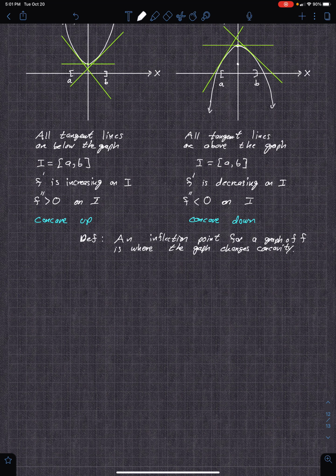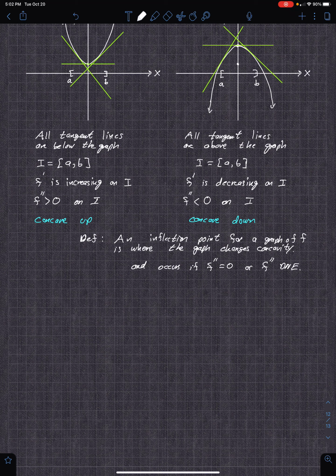So, and occurs if f double prime is equal to 0 or f double prime does not exist. So they're critical points again, where f double prime is 0 or f double prime does not exist. We'll still call those critical values, and then you still have to test it to see if it actually changes concavity. One of the key graphs you want to keep in mind, there's actually a lot, but two of them in particular.